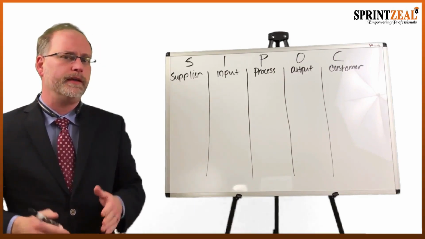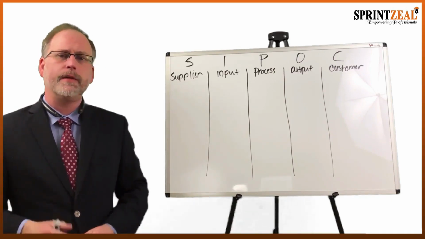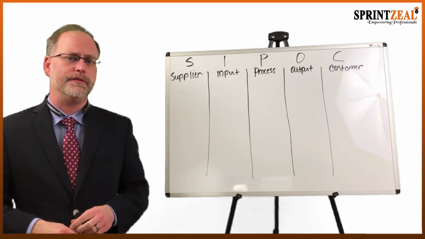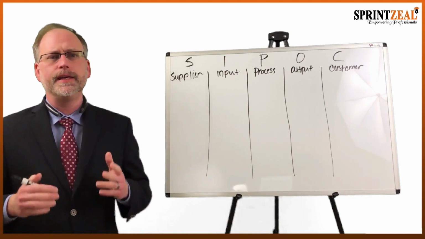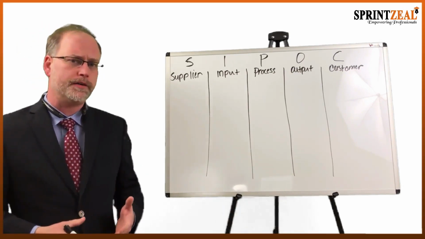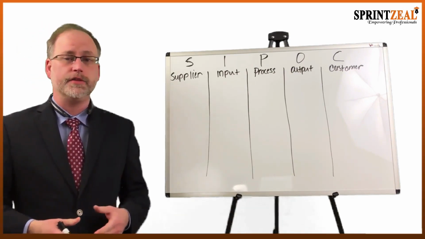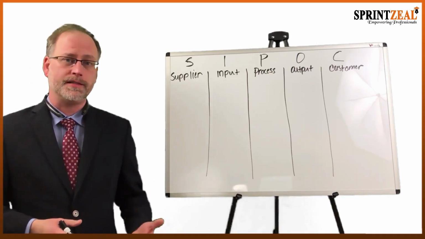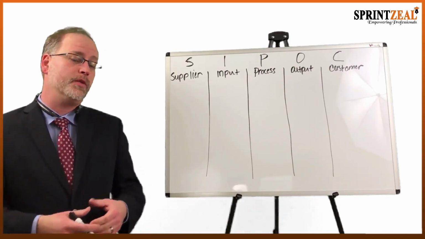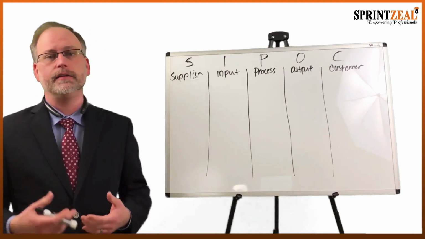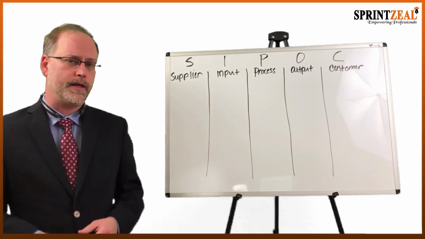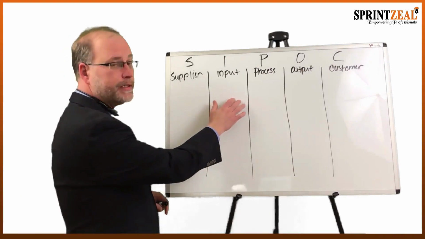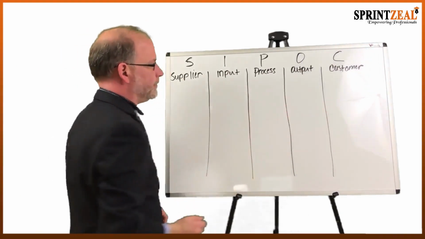So let me explain how we do a SIPOC. Now a SIPOC is just a high-level overview, a 35,000-foot view of a process map. It begins by identifying who our suppliers are, what they give us, which would be the inputs, how those inputs are then transformed, which would be our process. They're transformed into an output, and then finally, whoever consumes that output, which would be our customer. So here we have a SIPOC: supplier, input, process, output, and customer.